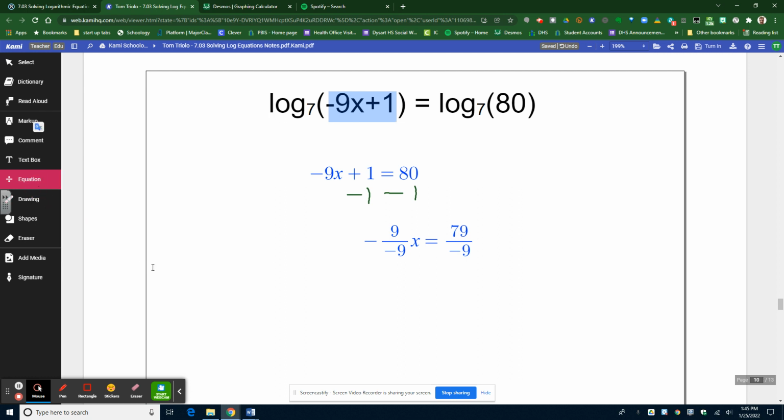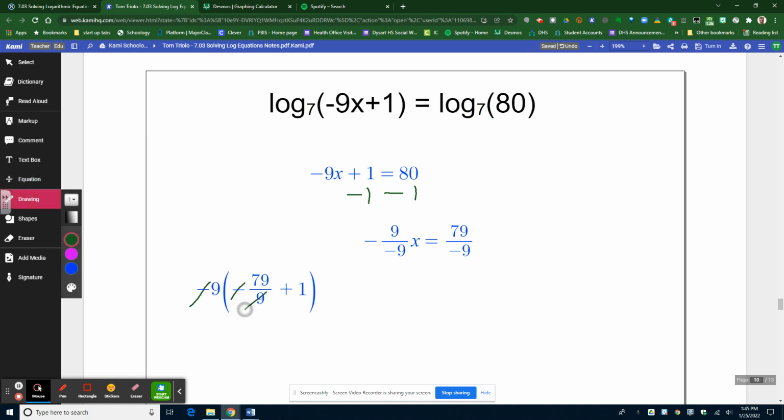I'm just going to make a little equation box over here and not even call it a check. So negative 9 times negative 79 ninths plus 1. My negatives divide out, my 9s divide out, and 79 plus 1 is 80. And I have log base 7 of 80 both sides. Good to go. Questions?